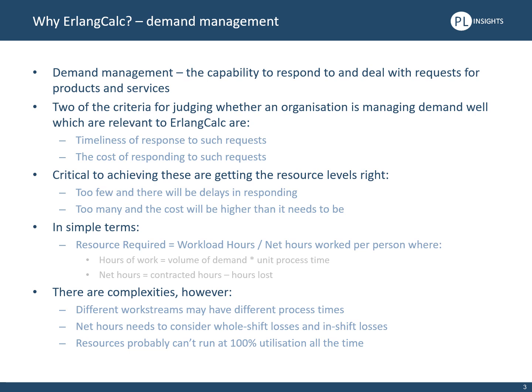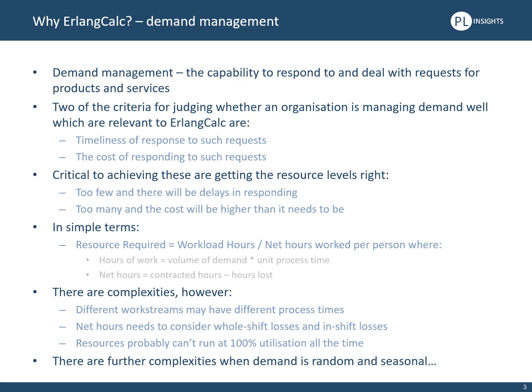So that sounds straightforward, but there are complexities. Often people have got more than one work stream to deal with, and these may have different process times. Net hours, as I've inferred there, needs to consider whole shift losses like sickness and leave, and in shift losses like breaks and admin and other such tasks. And resources probably can't run at 100% utilisation all of the time. We need a bit of downtime to recover.